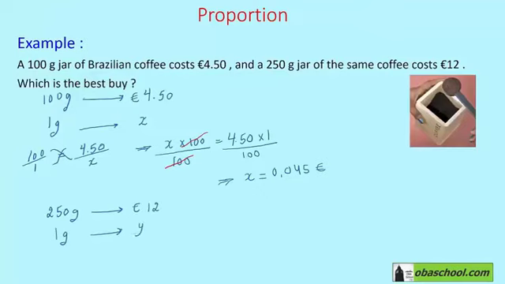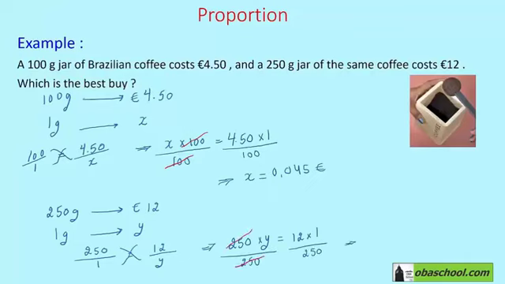We're going to do the same thing for the second one. 250 grams is 12 pounds and 1 gram is Y. Y times 250 is equal to 12 times 1. Divide both sides of the equal by 250 so that the Y would be isolated, and Y is equal to 0.048 pounds. So let's go ahead and compare X and Y.